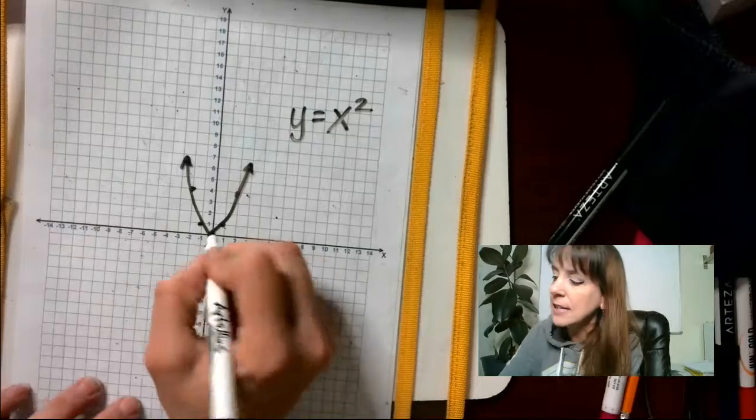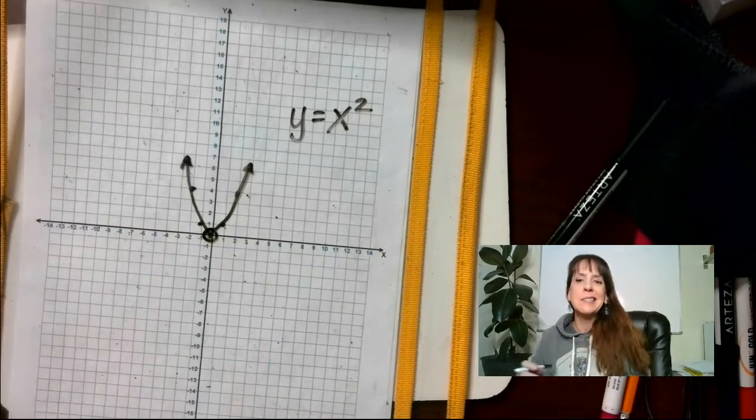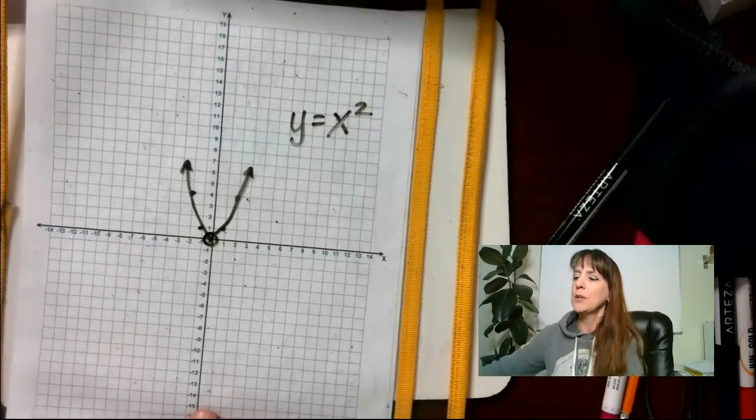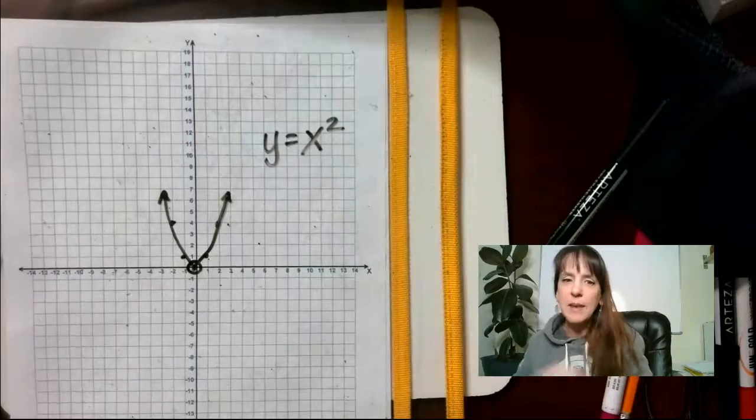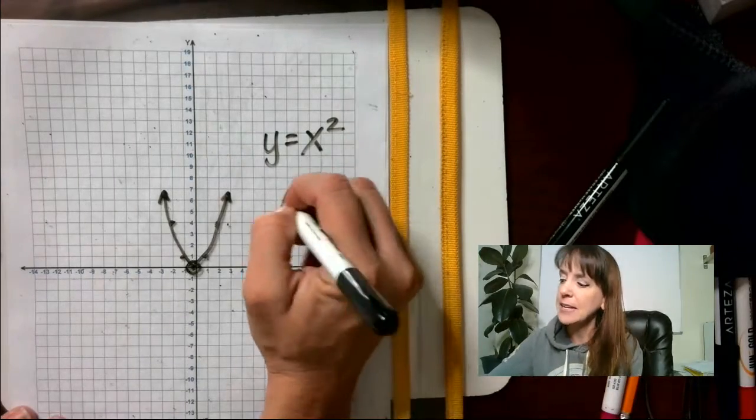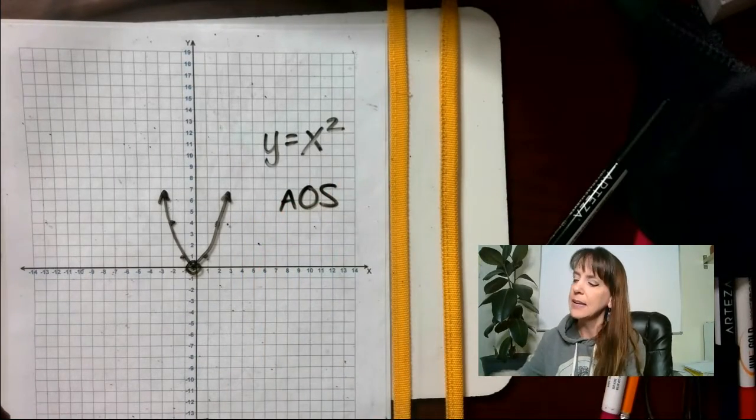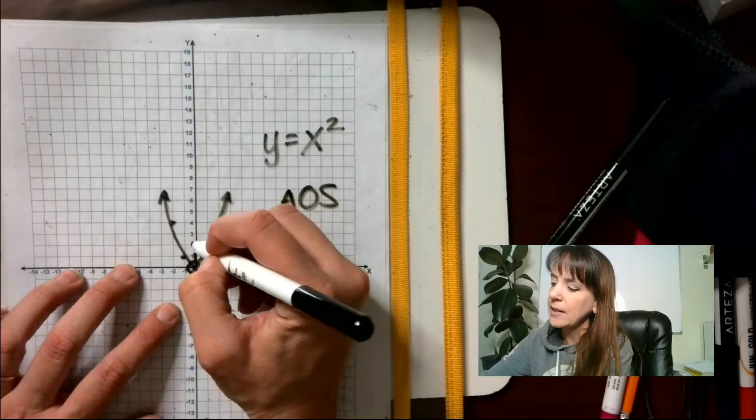First things first, the vertex is this, right? That's the turning point, all right? So our vertex is our turning point. Then what we have, I'm gonna write this down as we go along, vertex. Then what we have is our axis of symmetry. We abbreviate that as AOS. AOS, okay? The axis of symmetry is right in the middle here.